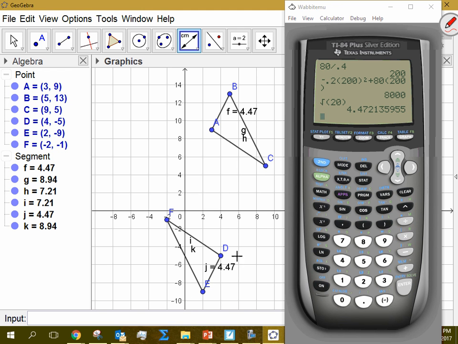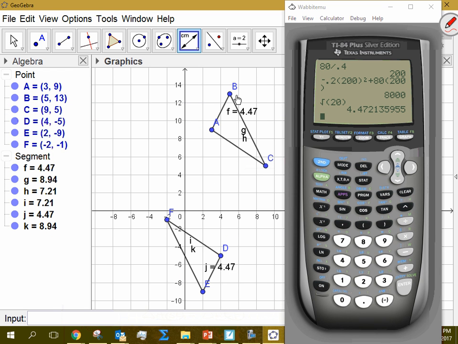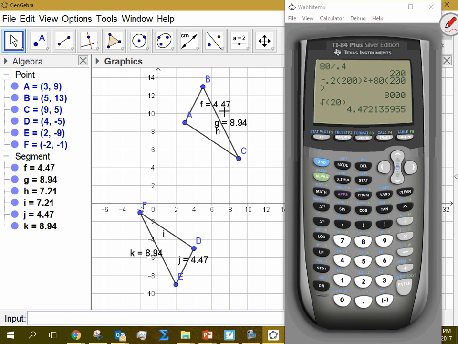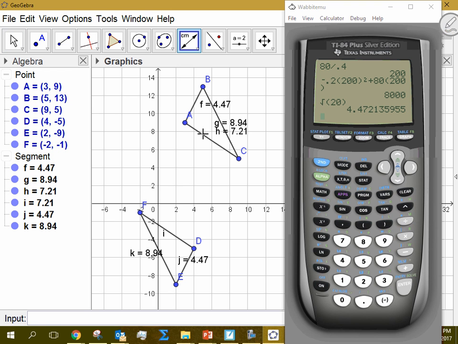We then would have gone and figured out what BC and EF. So BC is 8.94 and EF is 8.94. So right now with those, we have side congruent to side and another side congruent to a side, right? So it's SS so far. And then we want to do the last segments. AC. AC's length is 7.21, and this one here is 7.21. So now I do have side, side, side. Does that make sense, everybody?